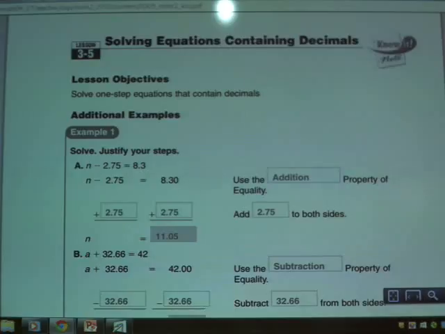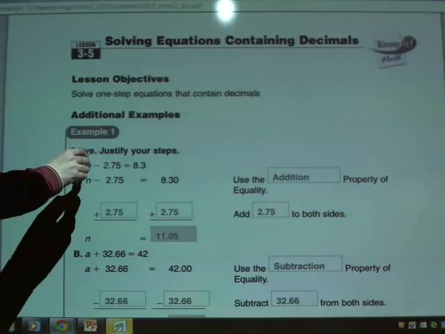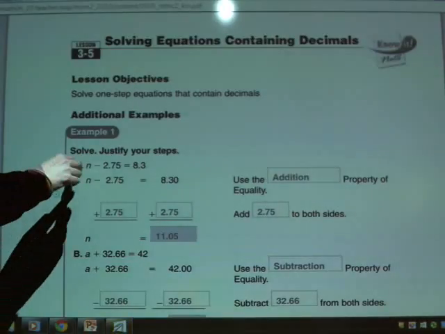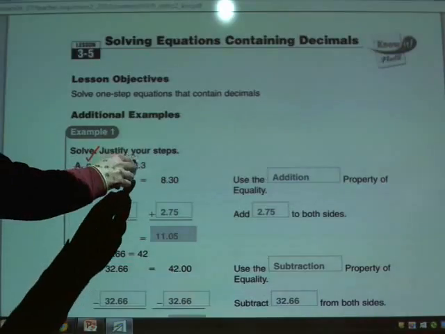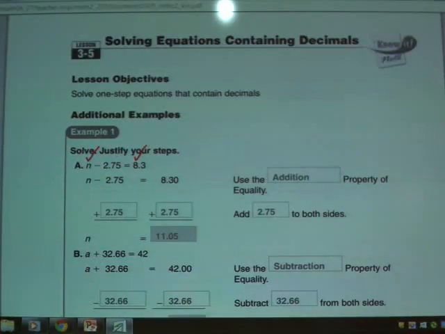So let's look at 1a, solving n minus 2.75 equals 8.3. Well, again, if we go right to our rules, we know that that variable n is very good, because we know we want variables on the left side of the equal sign. So he's good. 8.3 is also good, because he's a number and he's on the right side of the equal sign. So he's okay. The only troublemaker we have here is 2.75.